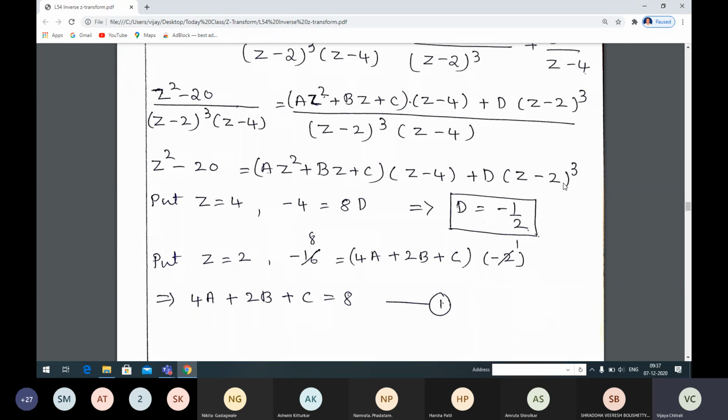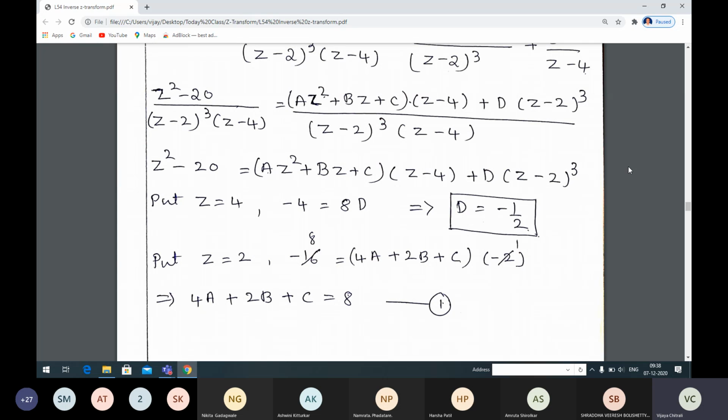Now substitute z is equal to 2. So we'll get 2 square, 4, and 4 minus 20 is minus 16. And here 2 minus 4 is minus 2, right? And in place of z, substitute 2. 2 square is 4, so 4a, plus in place of this z, 2, so 2b plus c, and this z minus 4, 2 minus 4 is minus 2, and this term will be 0.